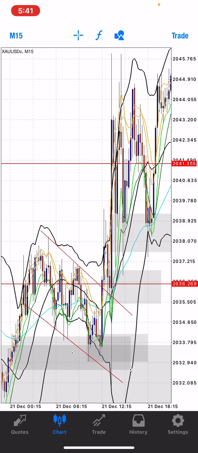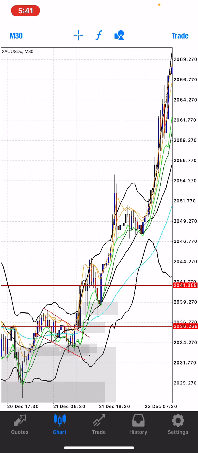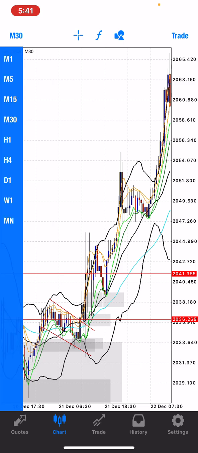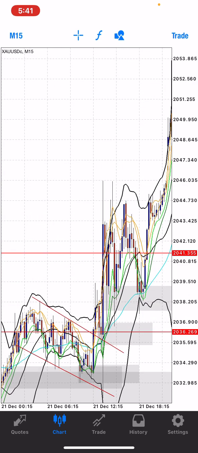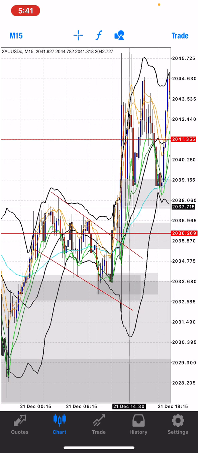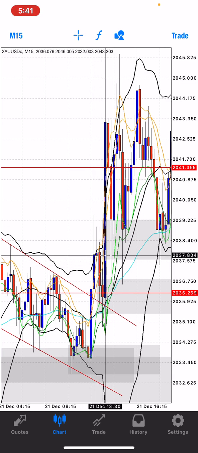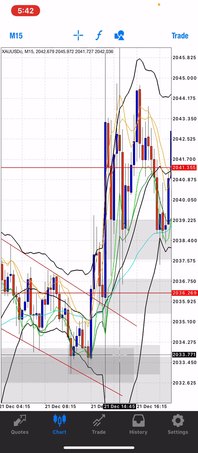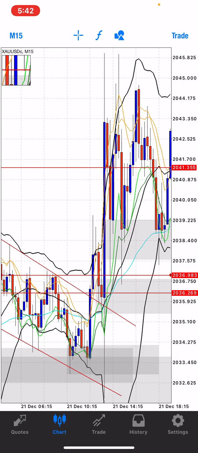And then 30 minutes, what do we have here? Okay, we did not have anything yet in the 30 minutes. Let's go back to the 15 minutes. It rejected there, and then price finally gave a CSM buy here. Let me zoom in. Price gave a CSM buy here, and then it left an order block here. So price also broke structure here, making that order block valid.